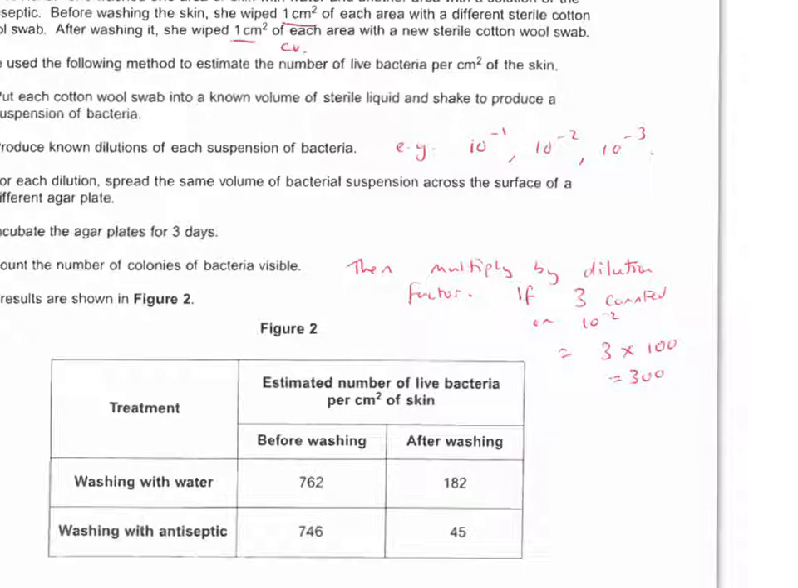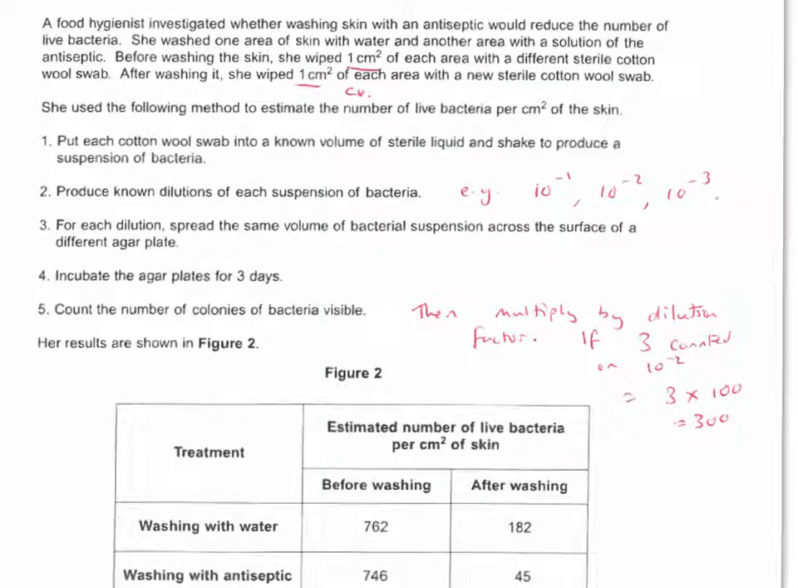Another question was, why was it important to dilute the bacterial suspension? Well, with the original suspension, if we'd just put that into a petri dish, there'd have been far too many colonies to count. So what you do is you dilute. If you know what the dilution is, you can then multiply how many you count by the dilution factor.